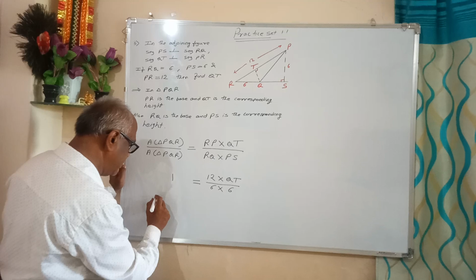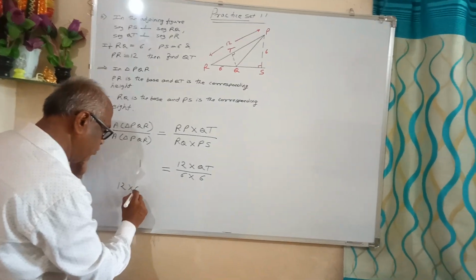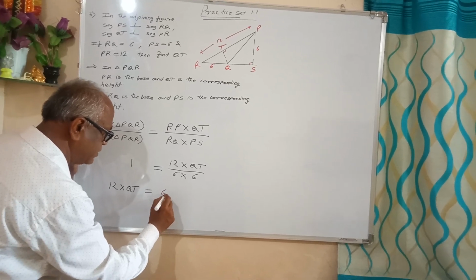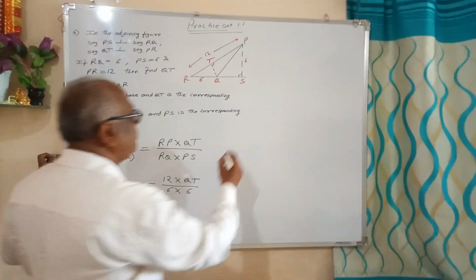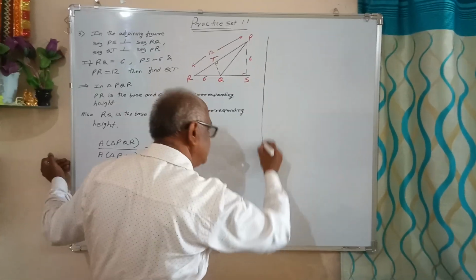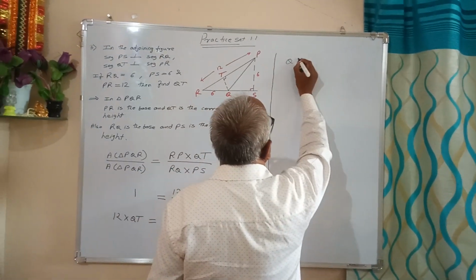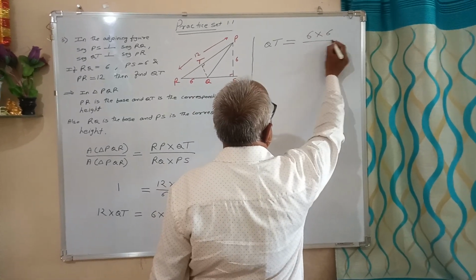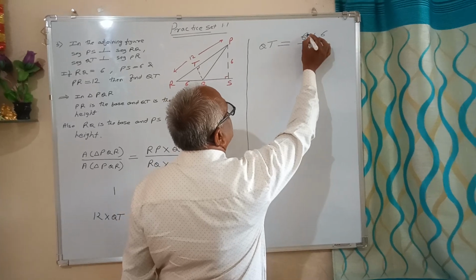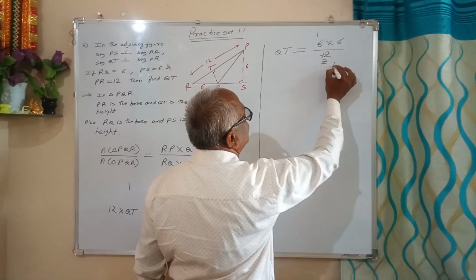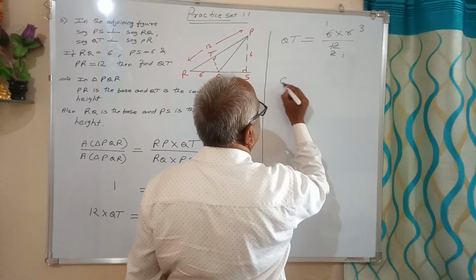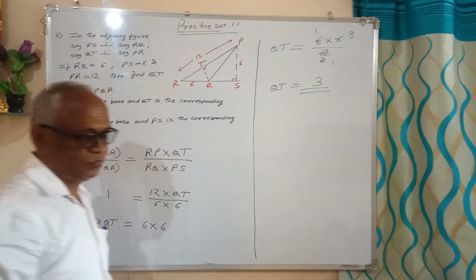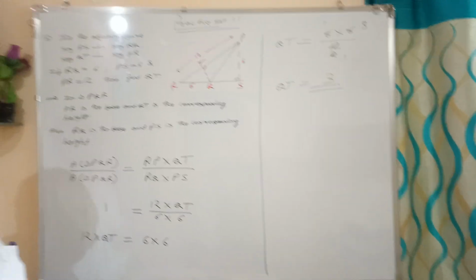Now taking the cross product, it will become 12 into QT is equal to 6 into 6. Therefore QT is equal to 6 into 6 upon 12. 6 1s are 6, 6 2s are 12, 2 1s are 2, 2 3s are 6. Therefore QT is equal to 3 units.